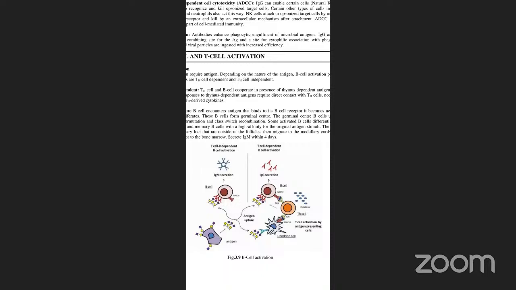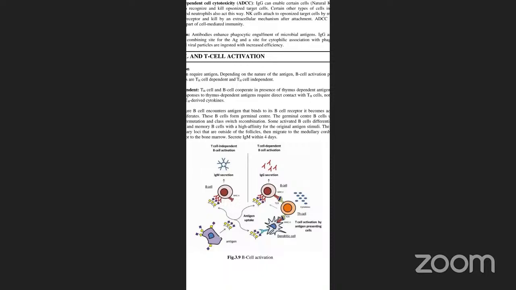This is the first step. Whenever an antigen enters, this IgM is already present in the serum. The antigen first comes and binds to the surface receptors of the B cell. Directly the antigen can come and bind here. There is no need of presentation or anything. Directly this antigen binds to the receptor present on the B cell.